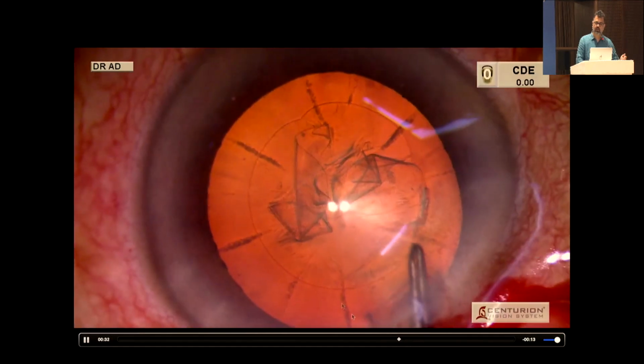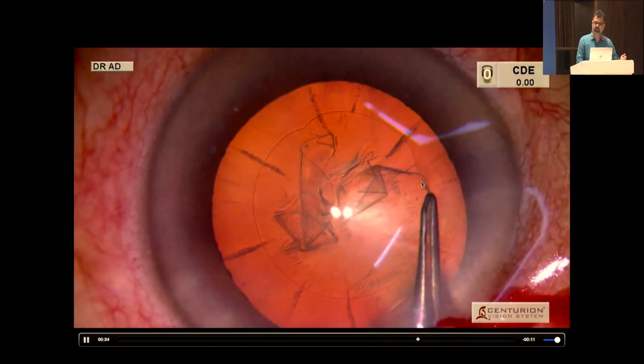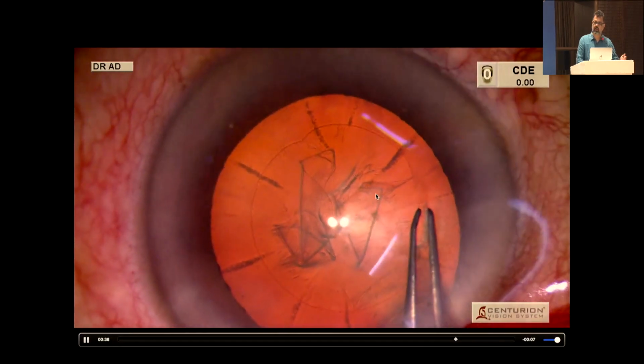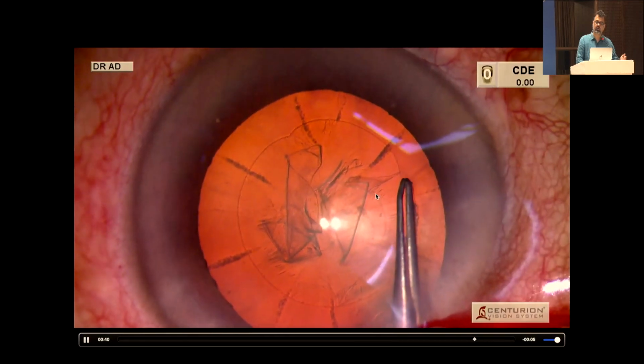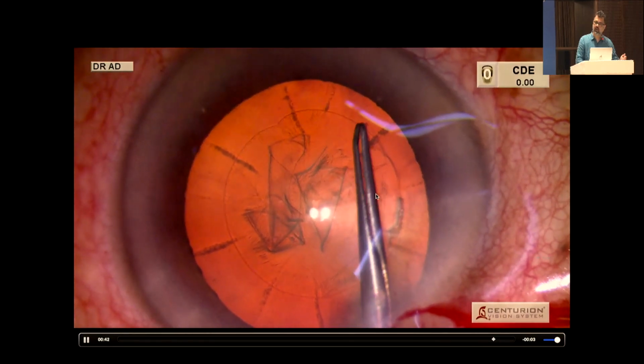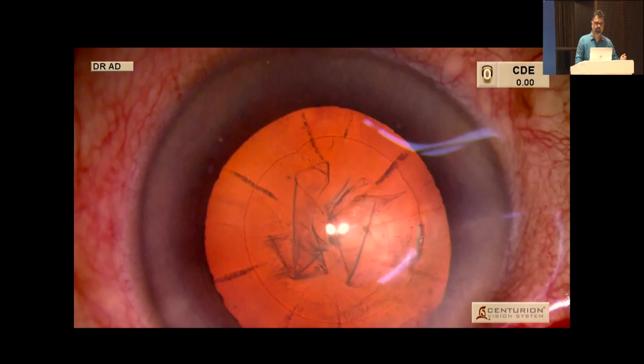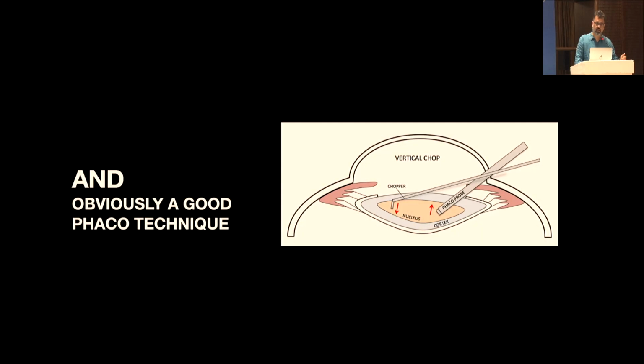Now here I had an irregular flap out here, and I'm trying to make it exactly circular by using a micro scissor and a rhexis forceps, so that I do not have an unequal overlap of the rhexis, which can lead to a problem later on. And obviously you need to have a good phaco technique.